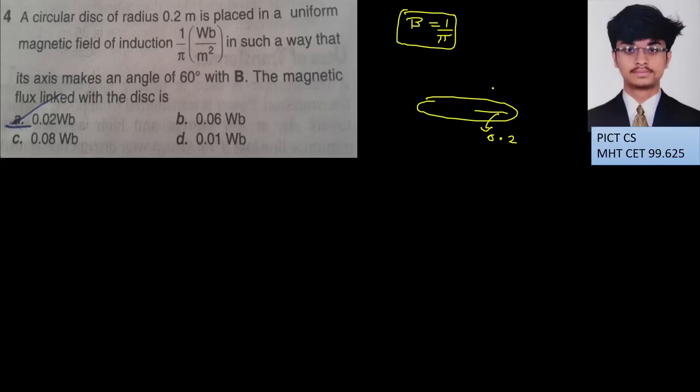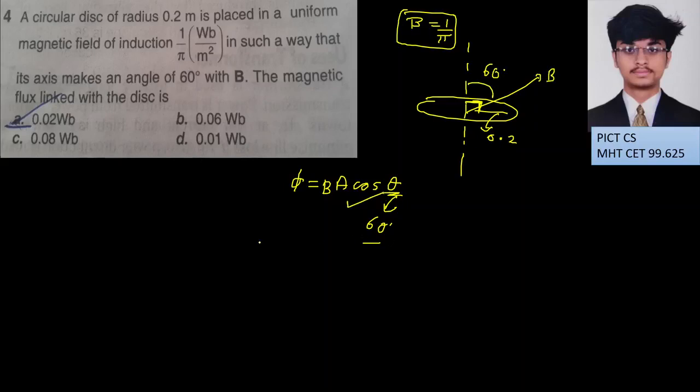Alright, so now the question is basically, now you see we have to calculate flux, BA cos theta. Now we can put theta as 60 degrees. Why? Its axis, see, the axis always passes through the center. We have this axis of the disk, right? Its axis is basically the area vector, and the angle it makes with B is given as 60 degree, which is appropriate, which is correct.